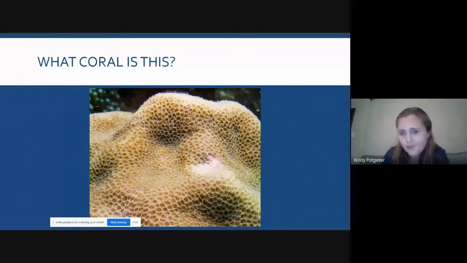you're doing pretty well. Now this one, the polyps are really, really small. We can see that it's forming that mesh-like structure over the surface of the colony. I mentioned earlier that you often get little Christmas tree worms that burrow into these colonies, and these colonies can grow quite large. So this one is Porites.